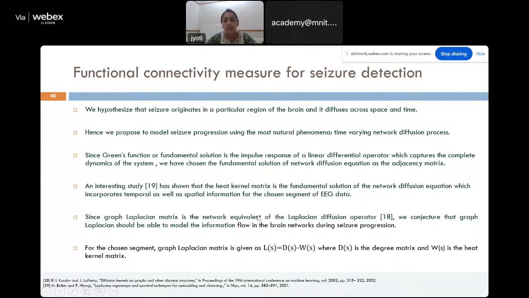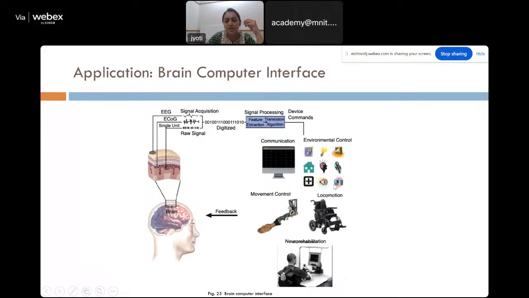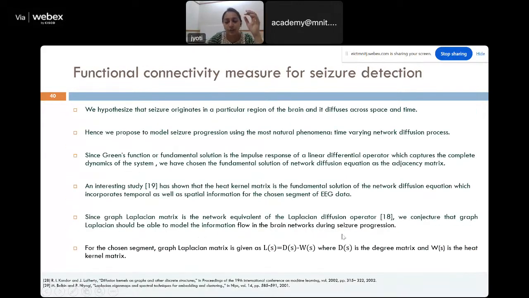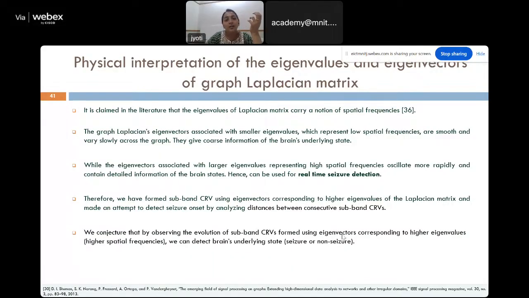Why have we found the Laplacian matrix? Because the eigenvalues and eigenvectors of the Laplacian matrix are more informative compared to the heat kernel. The Laplacian matrix is the network equivalent of the Laplacian diffusion operator. And what does the Laplacian diffusion operator do? It tells you how information is flowing between different brain electrodes. If we want to capture that, the Laplacian matrix will be a good thing. So in this situation, I think I have covered this.